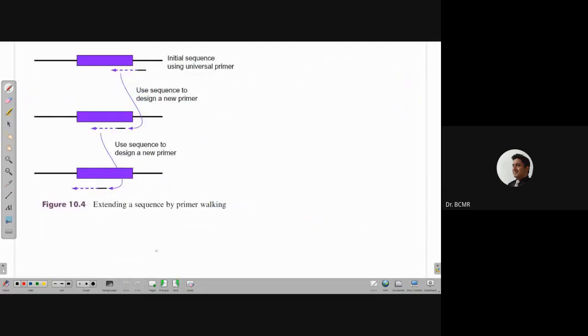I'll stop with this one last topic, called primer walking, which is similar to chromosome walking. In chromosome walking, we have, okay, sorry, 1 second, just be online.